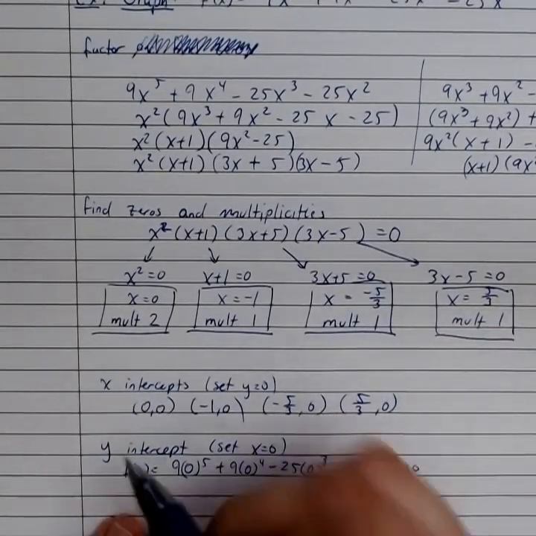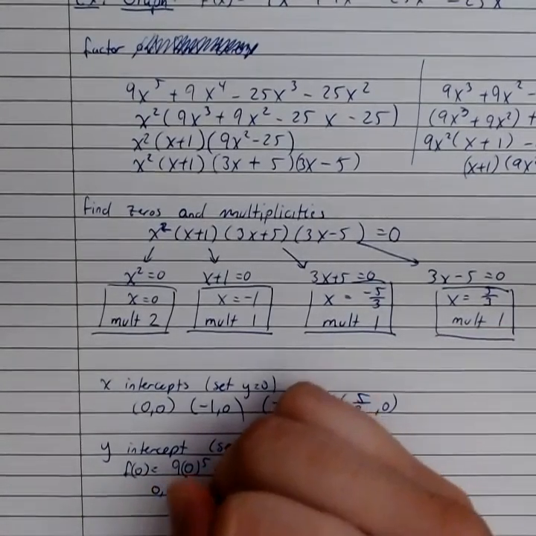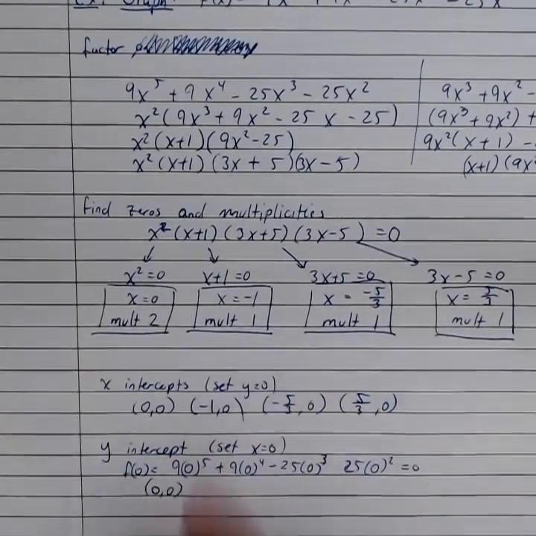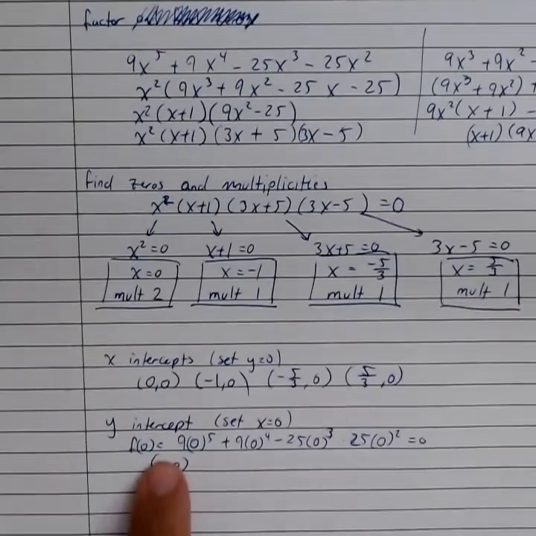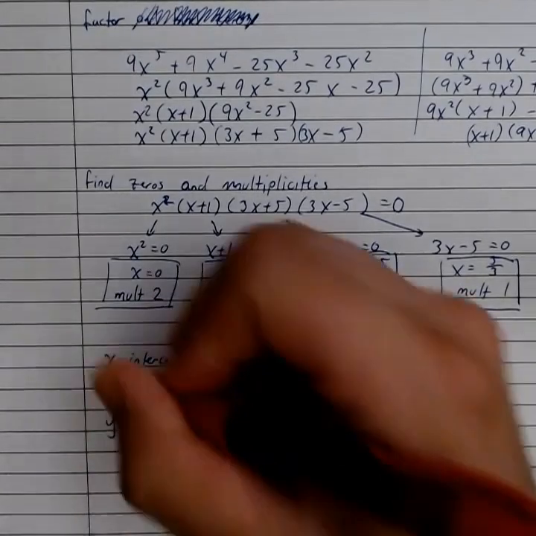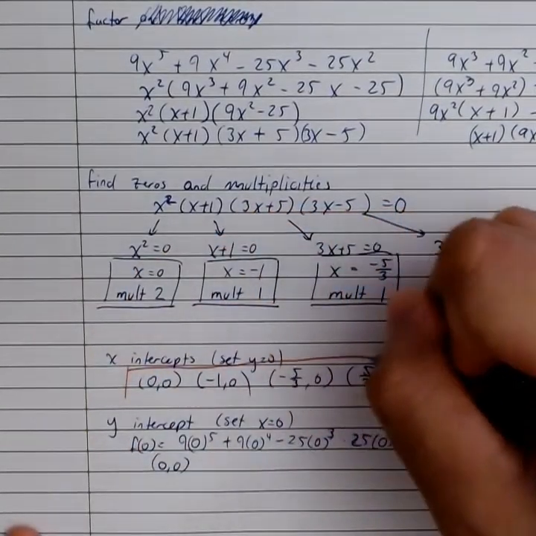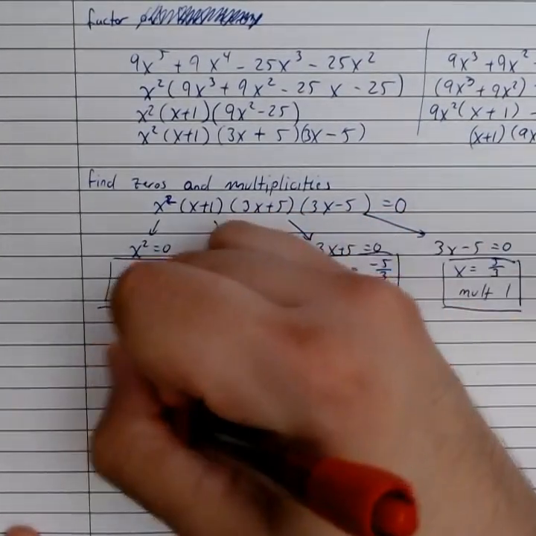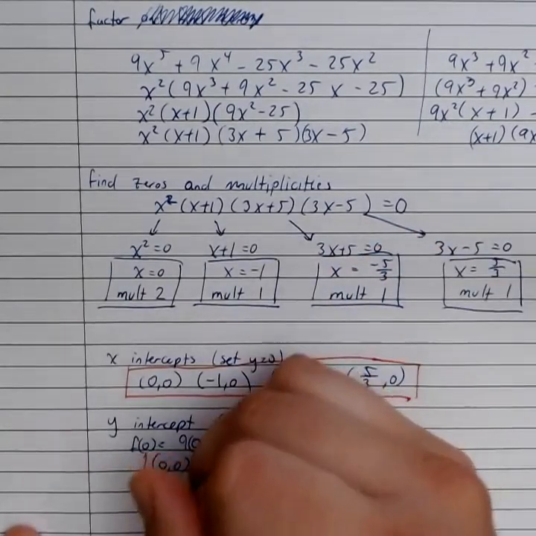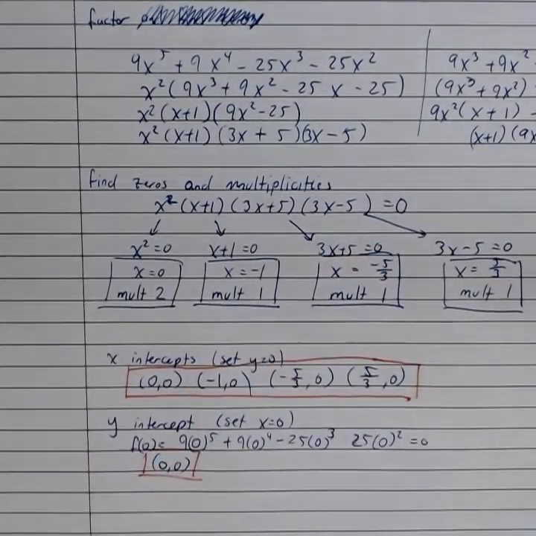So I have my y-intercept. That's going to be 0, 0. Notice that in this case, the y-intercept is also one of the x-intercepts. That'll happen once in a while. That's okay. It won't always happen. In fact, it won't even usually happen, but it will happen from time to time. The y-intercept might also be one of the x-intercepts.